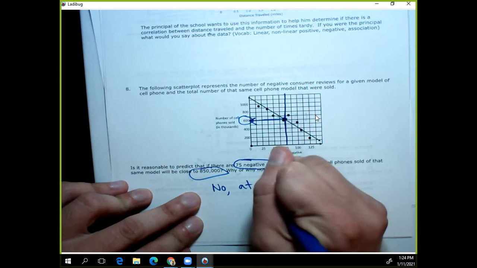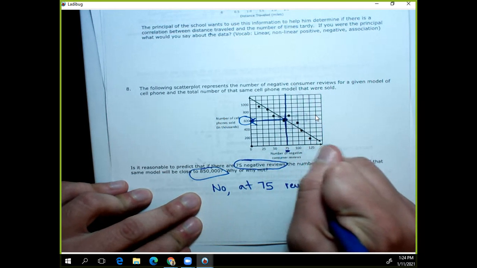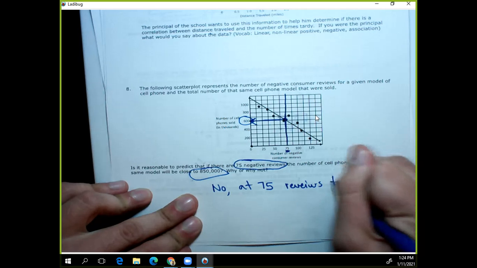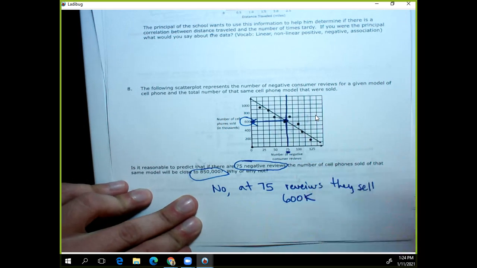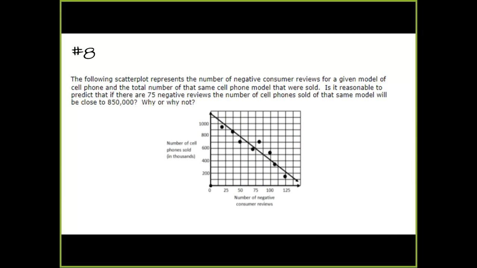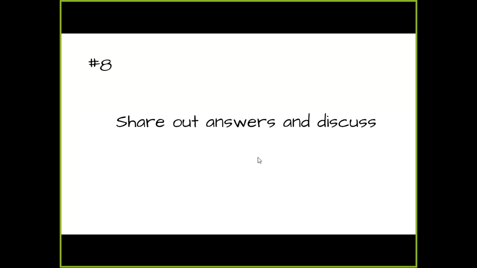At 75 negative reviews, they sell 600,000. I don't think this one has any answer choices. Yeah, this one's just share the answers and discuss. So yeah, so we said no, at 75 reviews, they sell 600,000. So that one's a false statement.